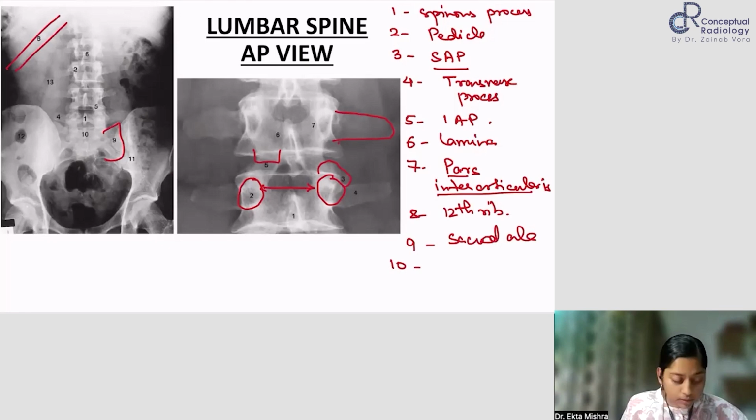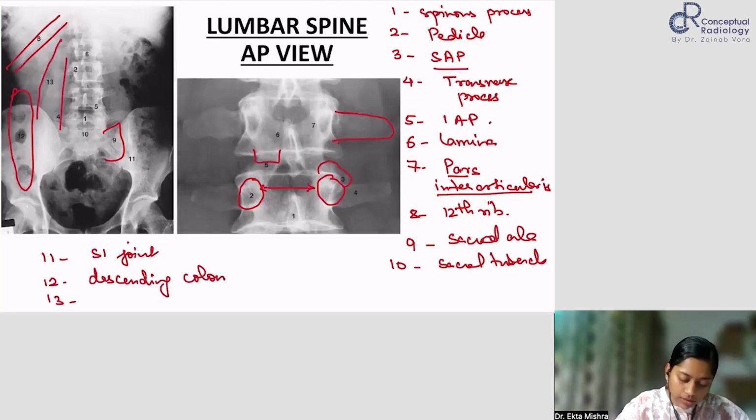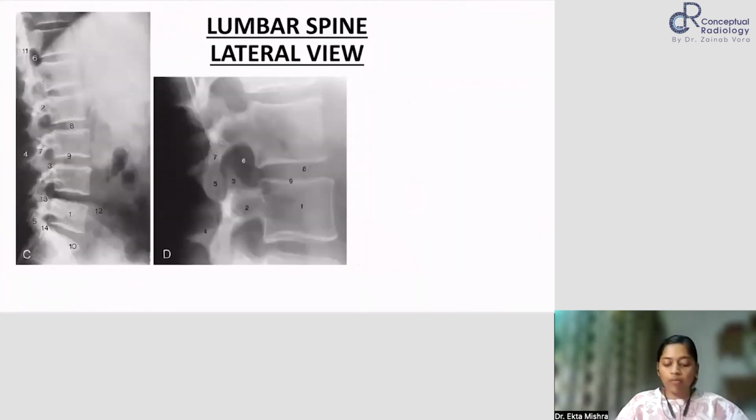10th is the tubercle, sacral tubercle, located posteriorly. Then 11th is the SI joint, sacroiliac joint. 12th, this area, this is the shadow of descending colon. Last but not the least, this area, this shadow is of psoas muscle. Now coming to the lateral view.